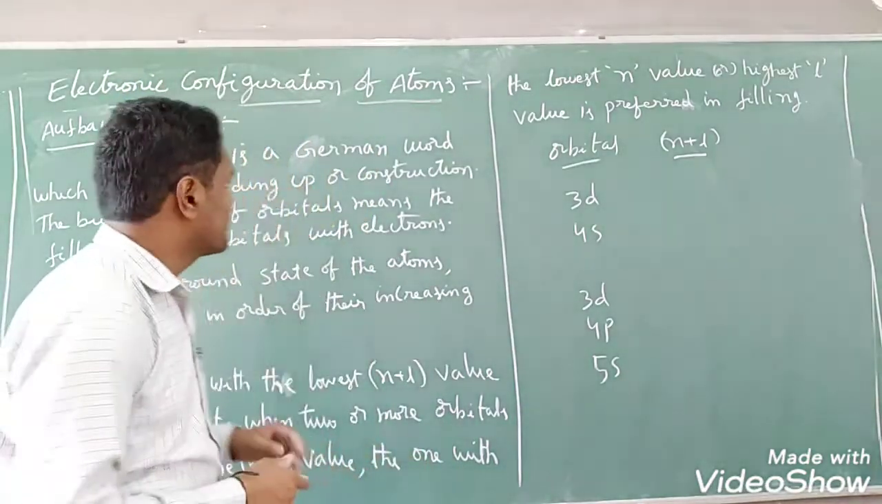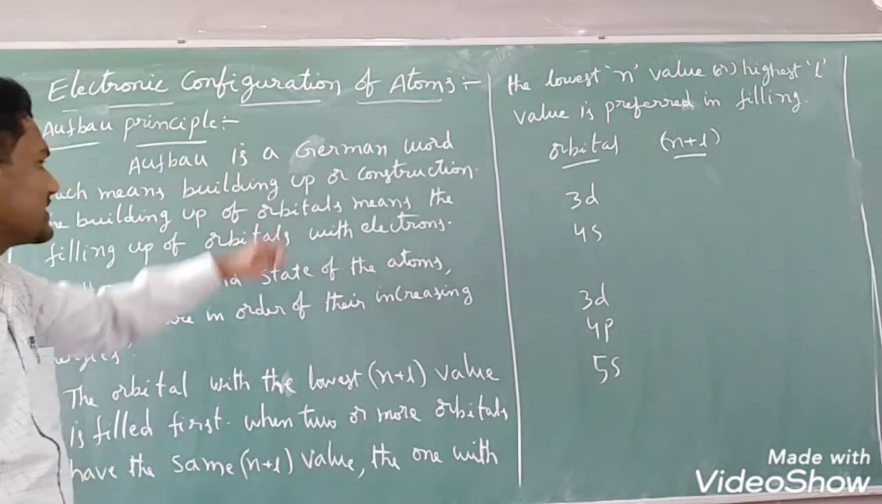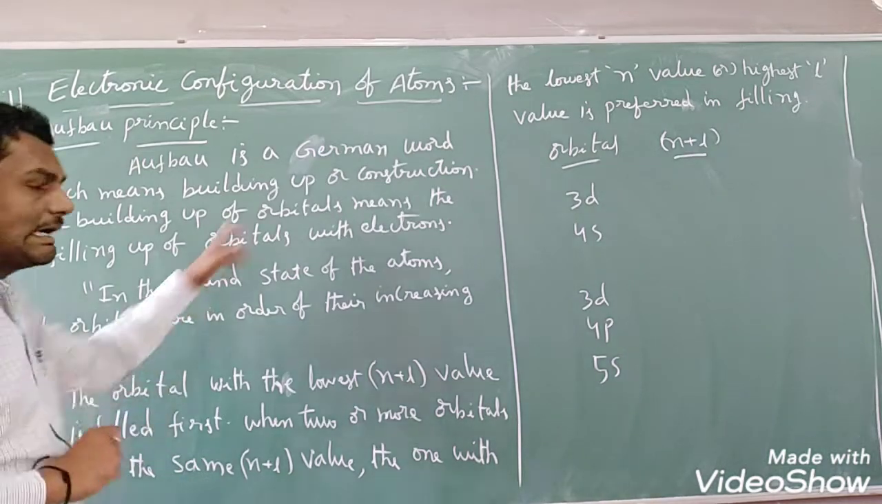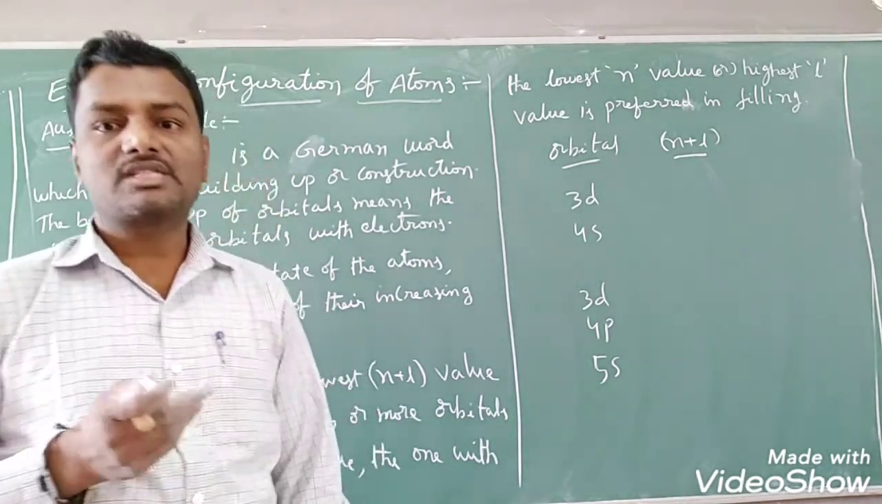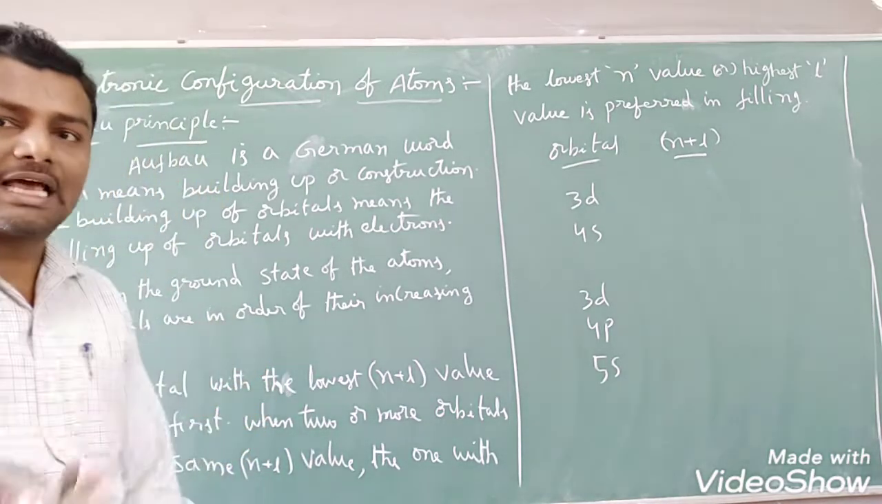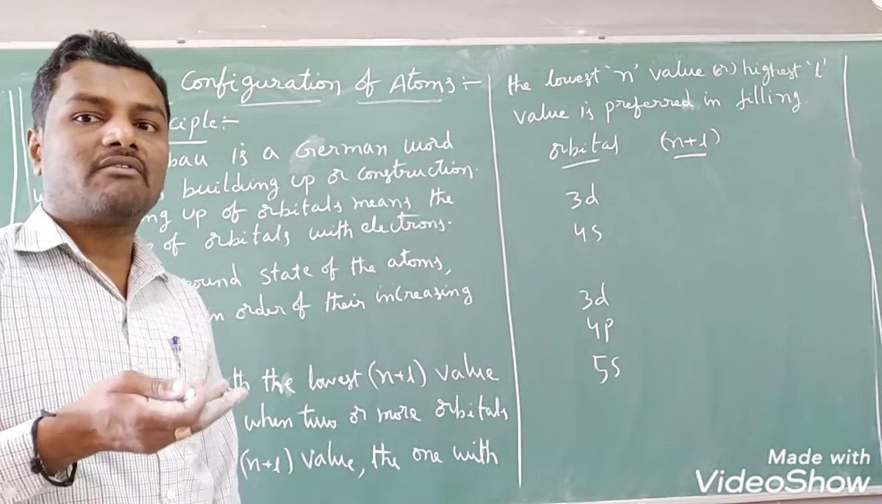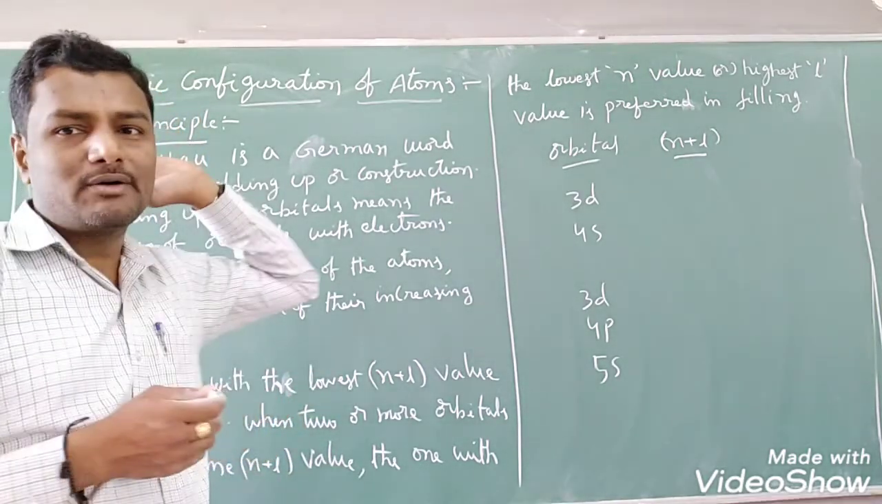Let us see, students, the first rule we have, that is the Aufbau principle. Aufbau is a German word which means building up or construction. Building up of orbitals means filling up of orbitals with electrons. So how do we fill the electrons in various orbitals in an atom? We are going to discuss that in this Aufbau principle.